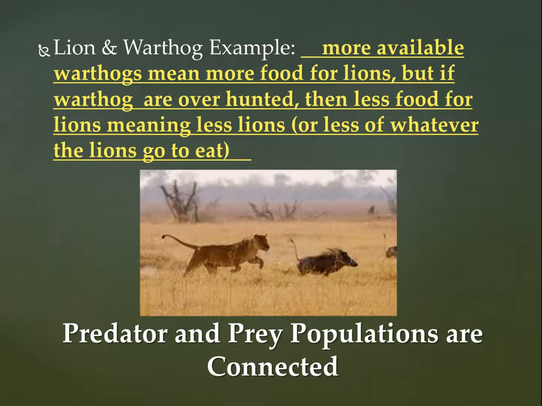Or what if there's not enough warthog to go around? Then the lions have to go find something else to eat. What if they start preying on more gazelle? What if they start preying on more water buffalo? Then those other populations are going to be affected. Predator and prey populations are very much connected.